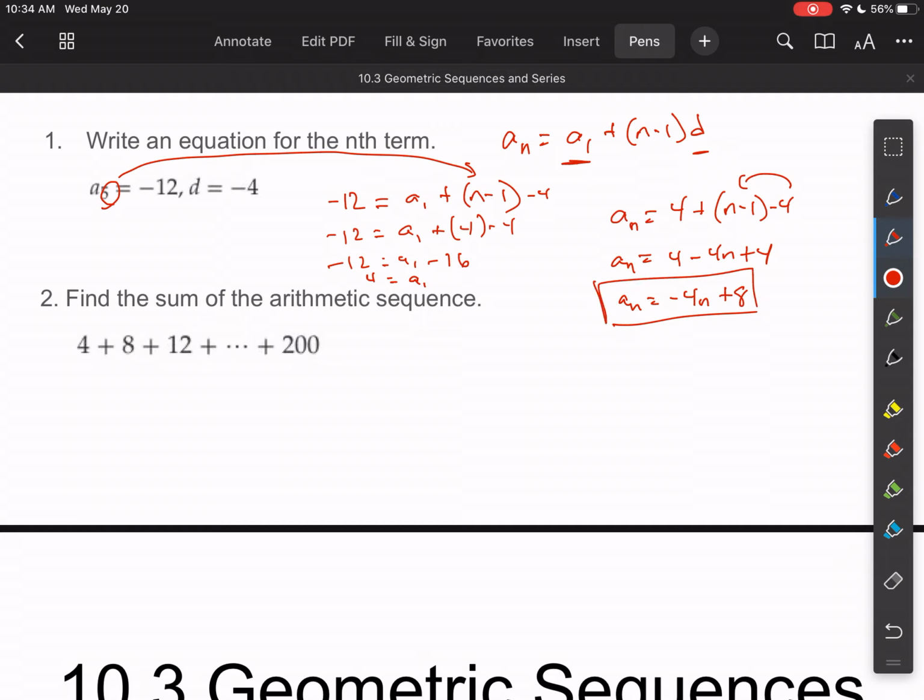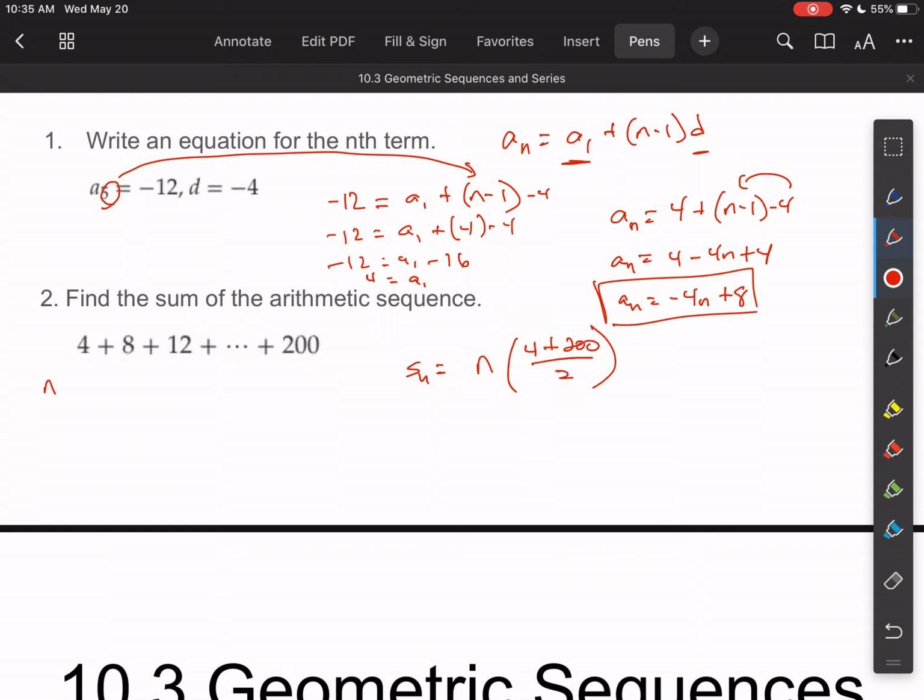Then for number 2, find the sum of the arithmetic sequence. If you review back to our sums formula from last time, we kind of took an average, right? We took the first term, added it to the last term, divided by 2, and then multiplied that by n, how many terms we had in the sequence. So in this case, we need to know n. We already know the first term. So the sum formula was this: take n, multiply it by the first term, which we know in this case is 4, add that to the last term, which is 200 in this case, divided by 2.